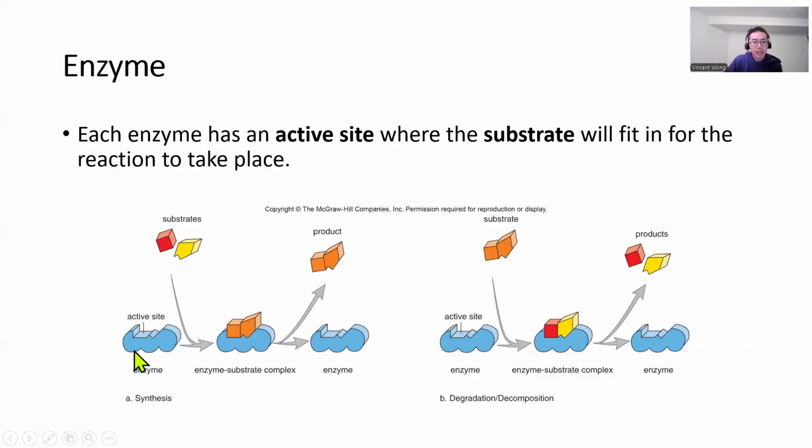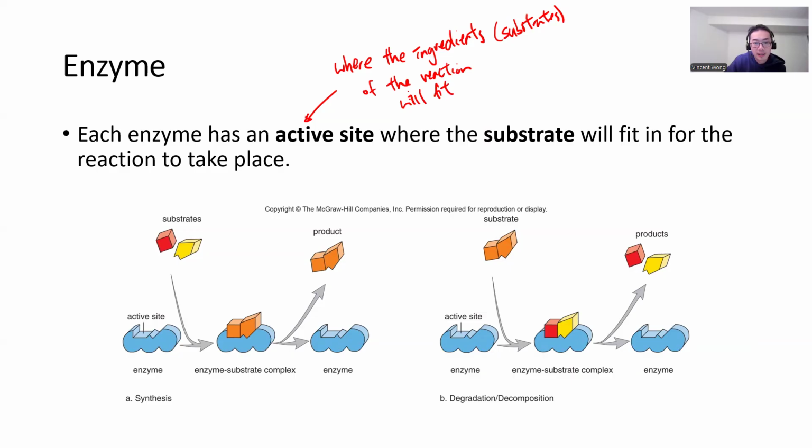For example, here is an enzyme. Okay, so this enzyme is a protein and it has what's called an active site. Okay, so active site, right here, is where the ingredients, okay, ingredients are also called substrates, where the ingredients of the reaction will fit. Okay. So here we have the active site and here are our substrates.